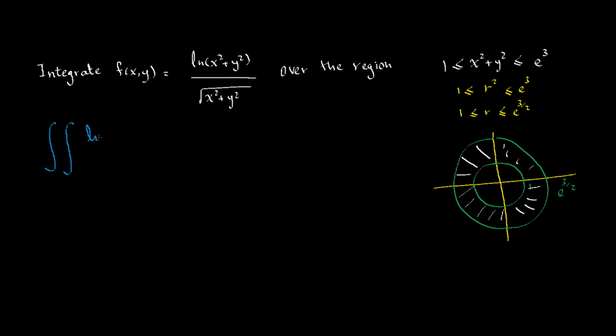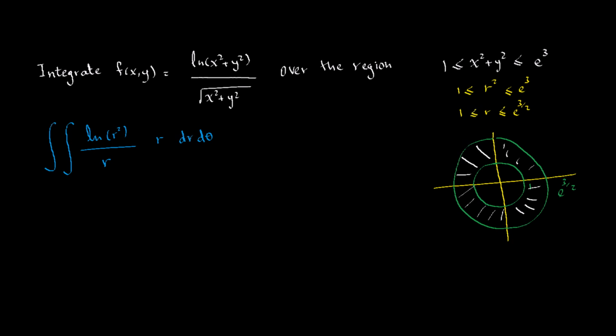So I'm going to have natural log, instead of x squared plus y squared, I'm going to have r squared. And we have the square root of x squared plus y squared, which is equal to the square root of r squared, which is equal to r. And since we're using polar coordinates, we have the Jacobian r, and we have dr d theta.